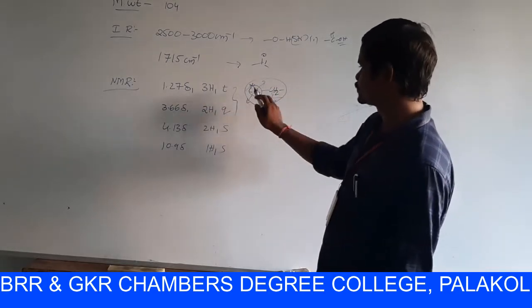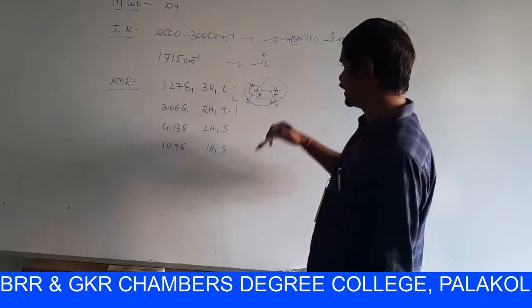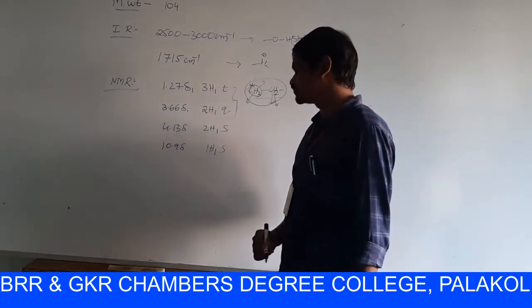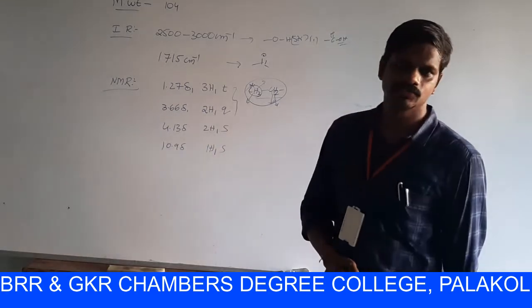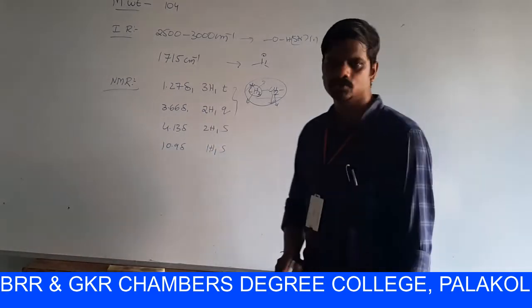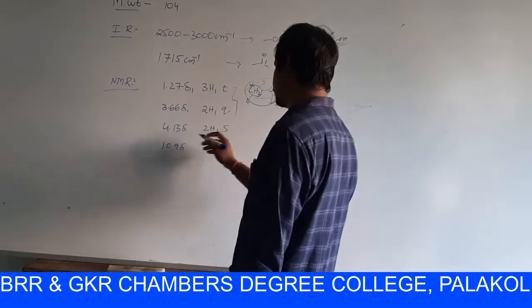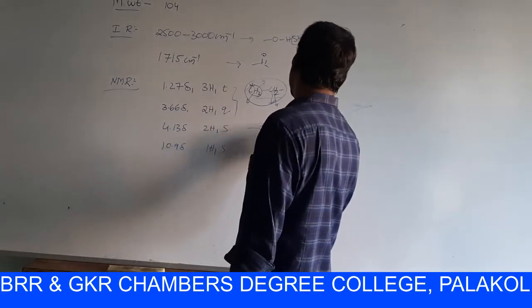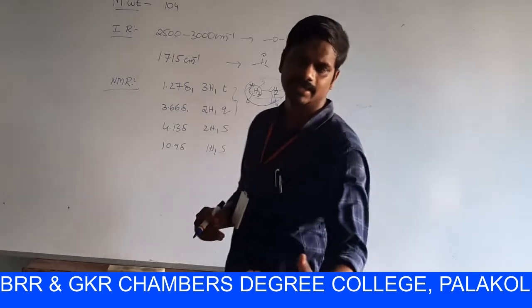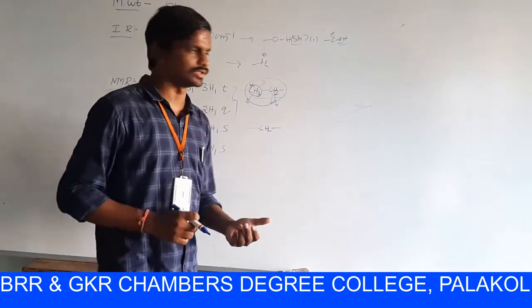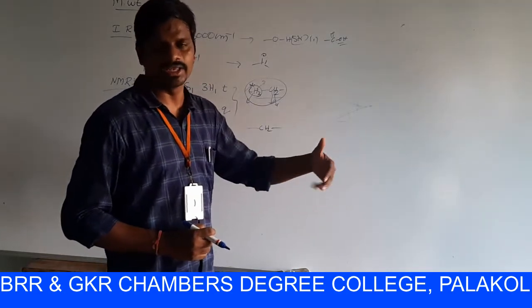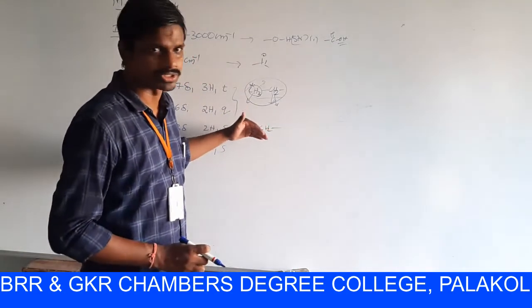So these 3 hydrogens appear as a triplet and these 2 hydrogens appear as a quartet. The third NMR data is 4.13 delta, 2 hydrogens singlet. So a 2 hydrogen singlet means the CH2 is attached to 2 groups and it does not attach to any carbons. It does not have any neighboring hydrogens. So then only it produces a singlet.